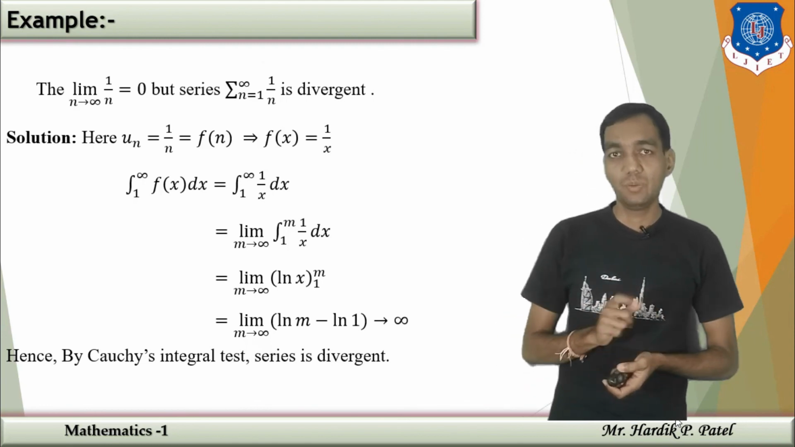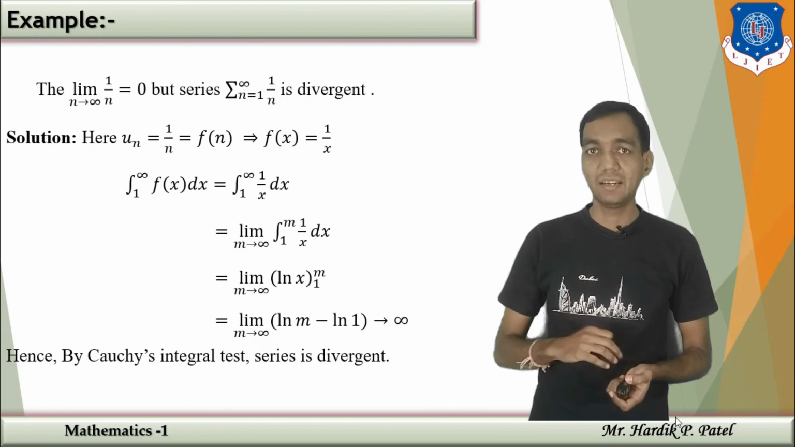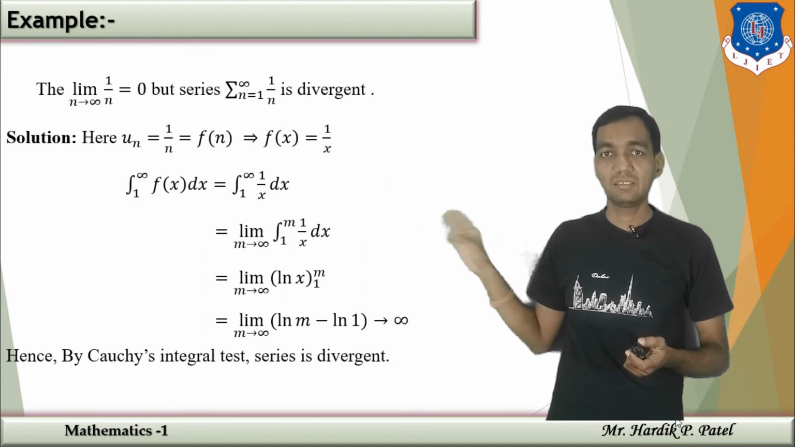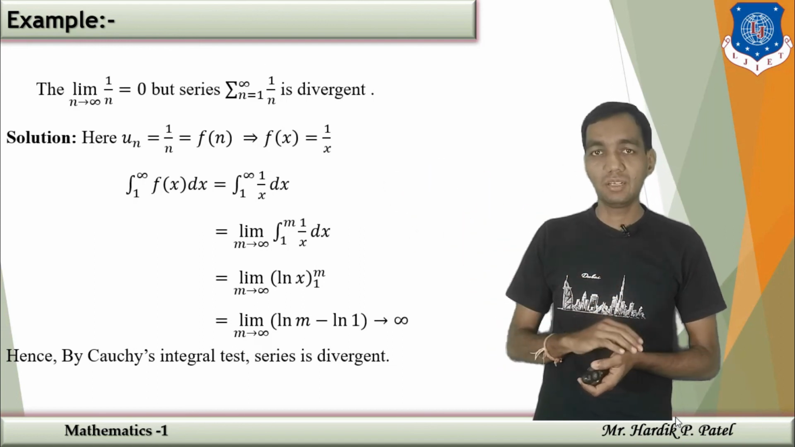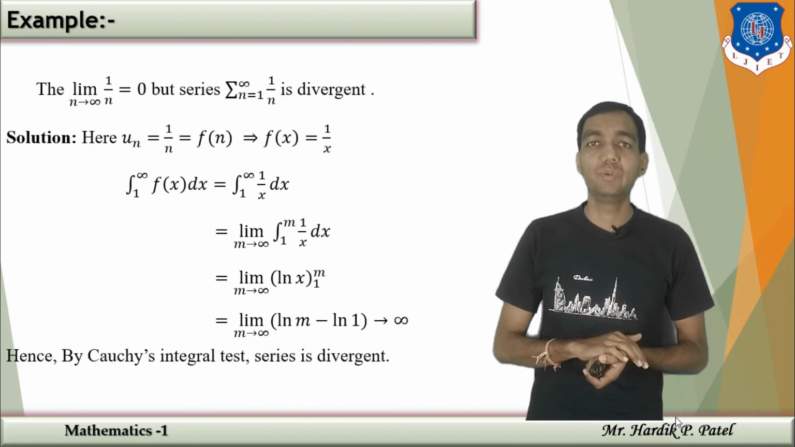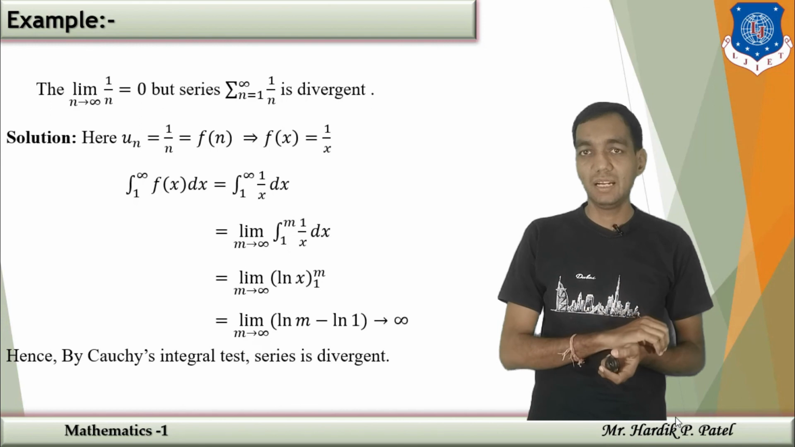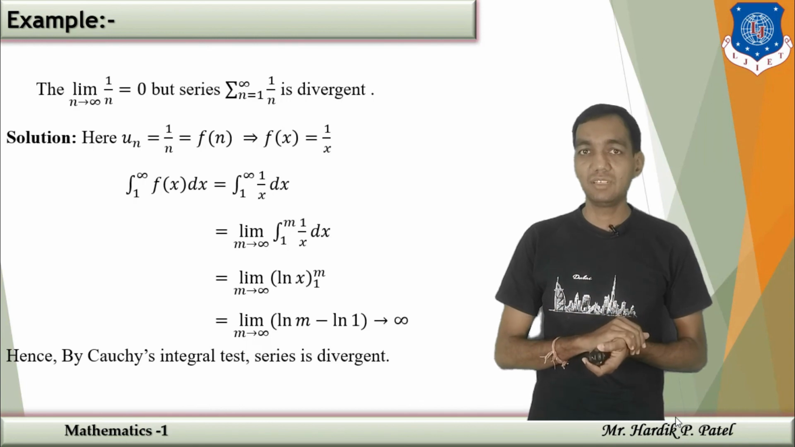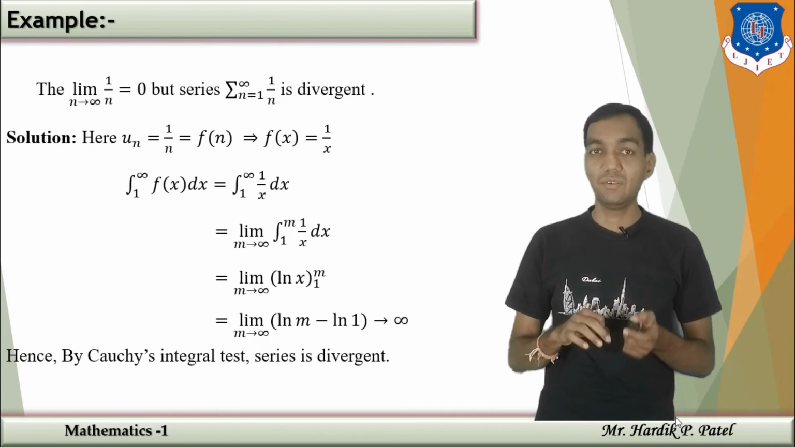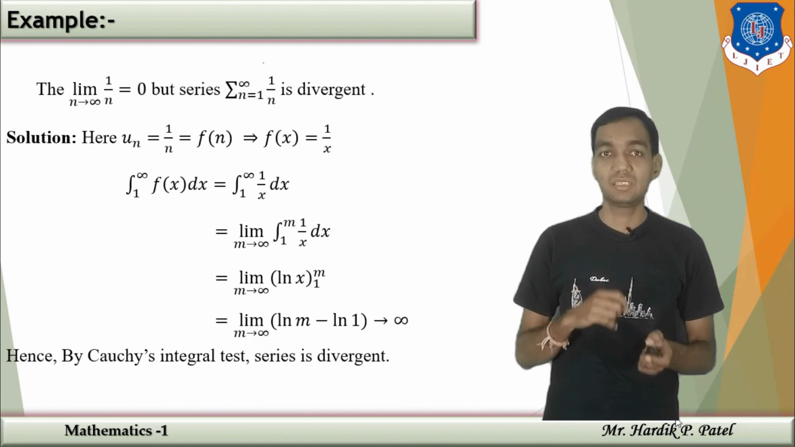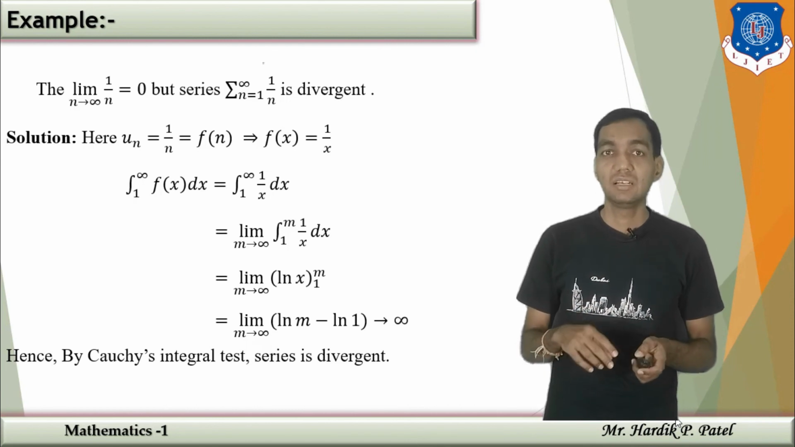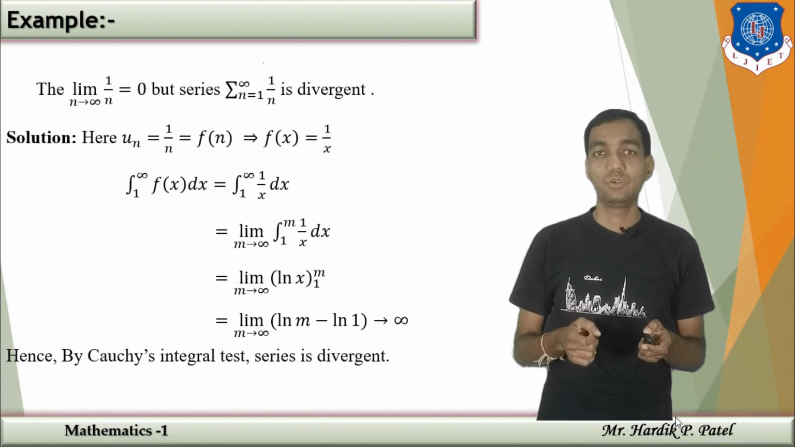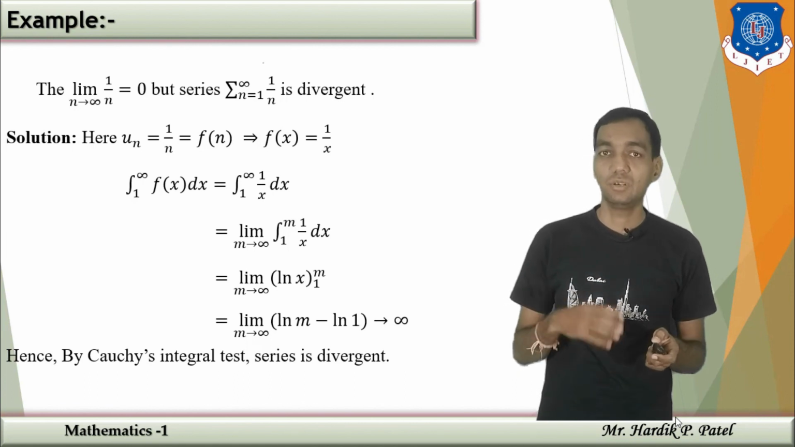Now what is u_n? It is 1 upon n, so f(x) will be 1 upon x. Applying the integral test and simplifying, that will give you limit m tends to infinity log m minus log 1. Correct? So simplifying all the terms, you will reach that the limit will be infinite. If the limit is infinite, that means by the integral test this series is divergent. Since this series is divergent but the limit of u_n is 0, that means whenever the limit of u_n is 0, you cannot say directly that the original series is convergent or divergent. You have to apply another test to decide whether the given series is convergent or divergent.